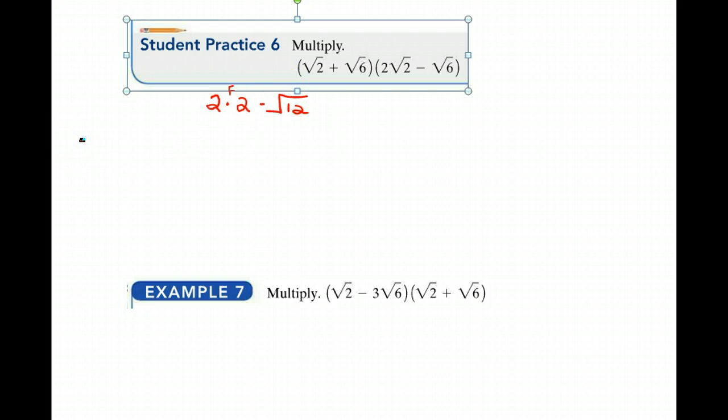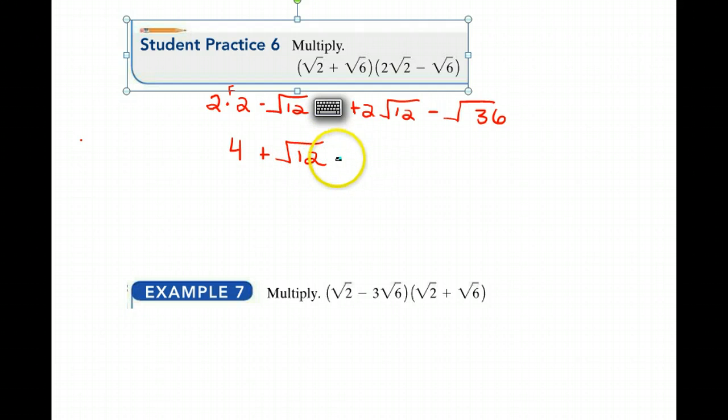Moving on, we're going to do our inners, and we have root 6 times 2 root 2, which is going to give us positive 2 root 12. Lastly, we have root 6 times negative root 6, which gives us negative root 36. We're going to go ahead and simplify in the next step. 2 times 2 is 4. Negative root 12 plus 2 root 12 gives us positive 1 root 12. I'm just going to write that as plus root 12.